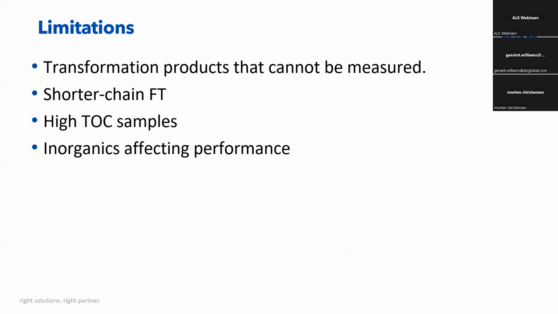One of the limitations of TOP assay is that there are some unmeasurable transformation products produced during the assay. For example, if you have some of the polyfluorinated PFAS that contain an ether group, they can produce transformation products that can't be measured by the post-oxidation TOP assay. So you just have to be aware of that. That is one of the limitations as well.